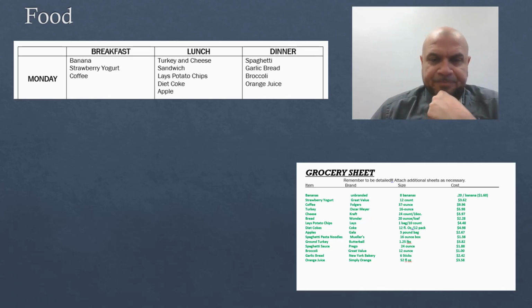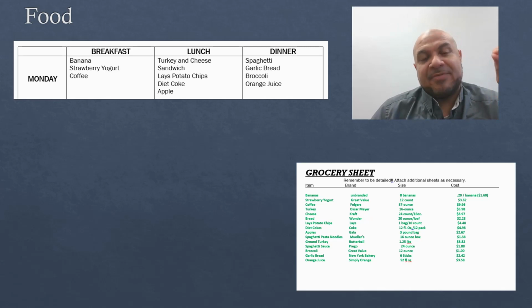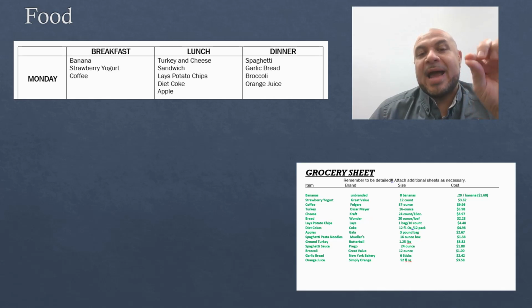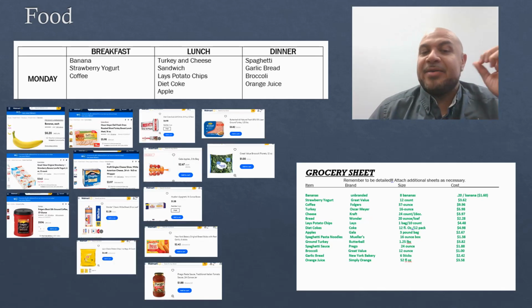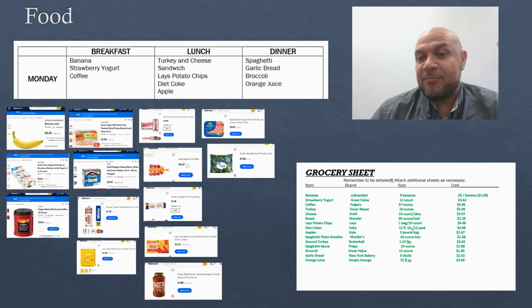All right, next thing. Notice I went ahead and filled this out. So I have the item, I have the brand of that item, I have the size of that particular item, and I have the cost of that item. That's on my grocery sheet. I have to show evidence of everything that I have here. So this is only for Monday. Look at all of these items. This is evidence of everything that's on that sheet.